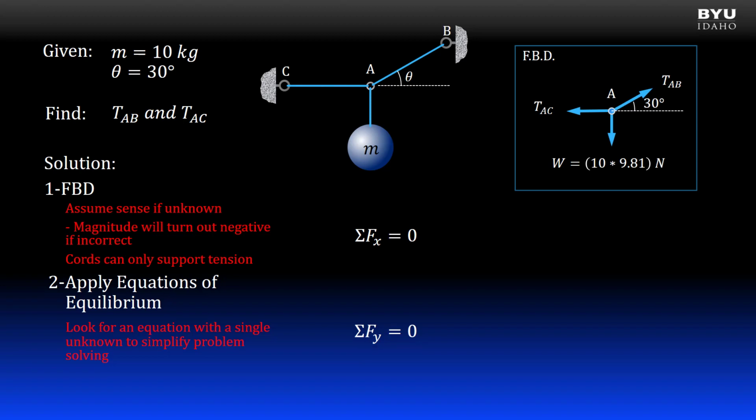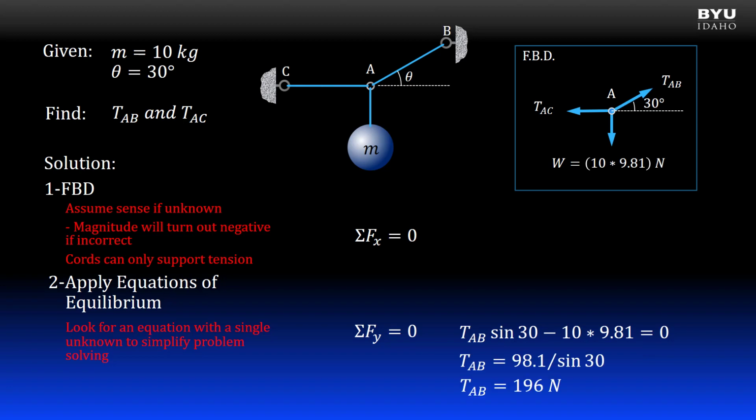I will use the typical convention of components pointing upward to be positive and components pointing downward to be negative. In the positive y direction, I'll have the y component of force TAB, which is TAB times the sine of 30, and in the negative y direction, I'll have my mass times gravity. I can rewrite the equation to solve for TAB. I get that it is 196 newtons.